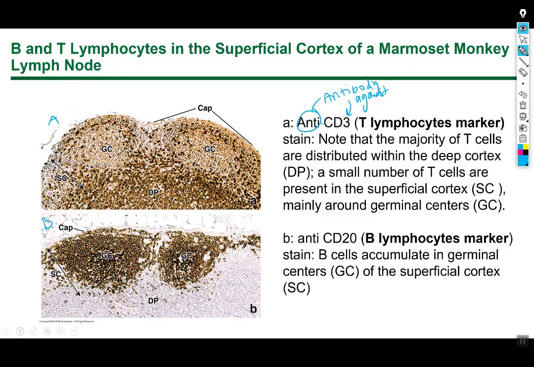The T cells are mainly situated around germinal centers and in the deep cortex. So these dark brown areas are where they hang out, and around here. Anti-CD20, which is a B lymphocyte marker stain, results in a picture that looks like this, where the germinal centers themselves are chock full of B cells, but not T cells. So there's actually a spatial distribution and distinction between where T and B lymphocytes are inside of a lymph node.